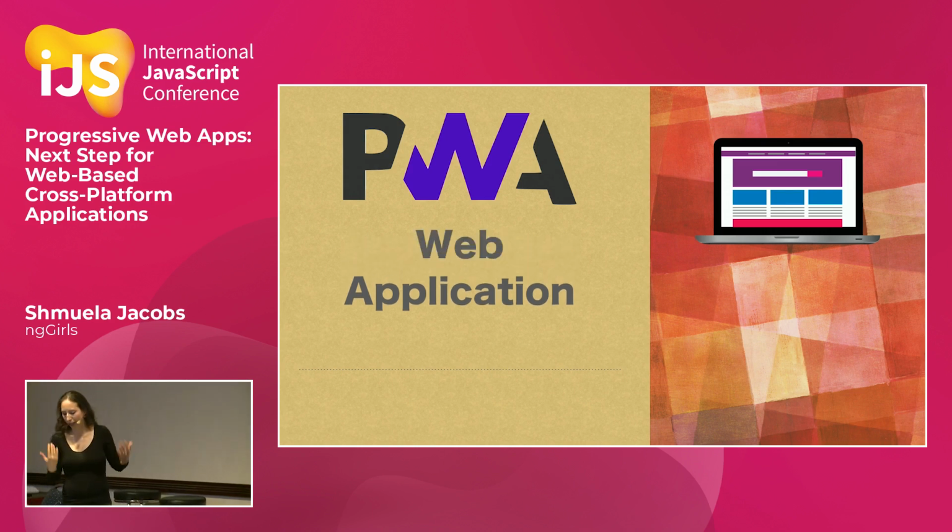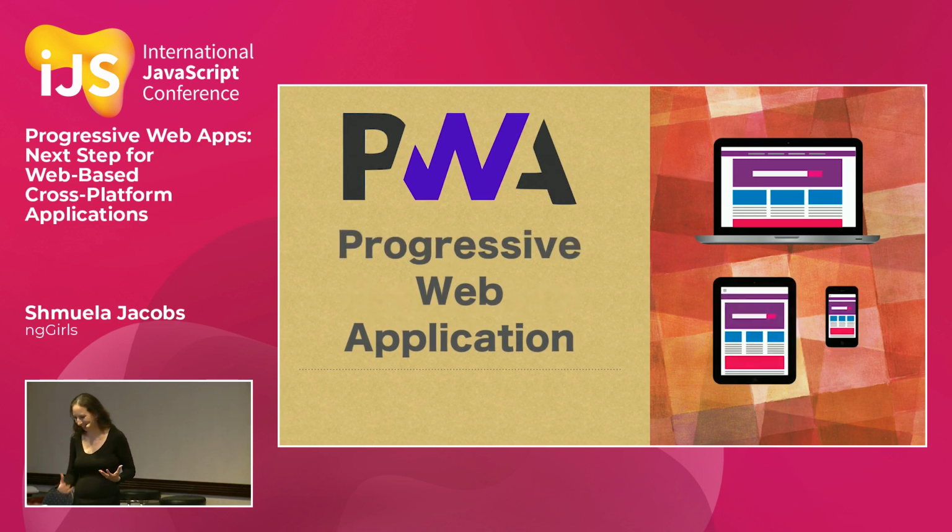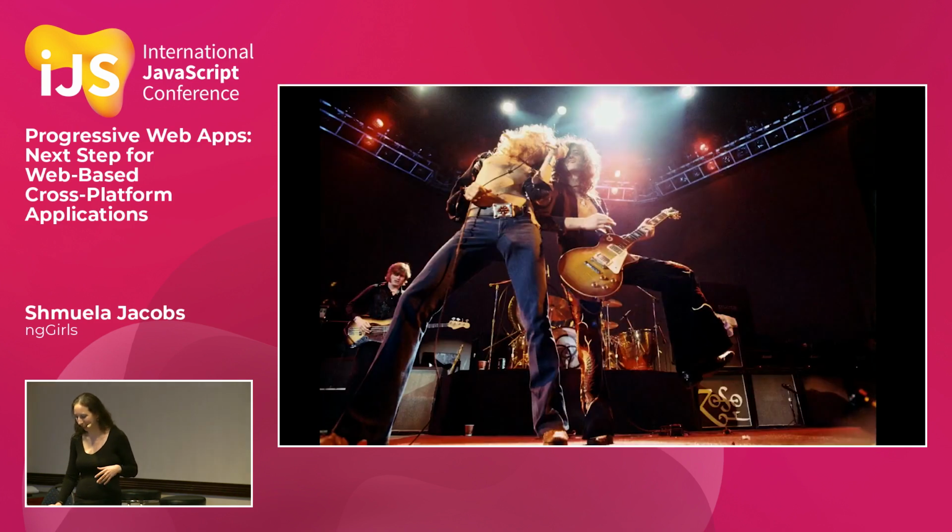And we said it's a web application, so it runs in the browser and it is connected to the web. So all the communication to the server is, of course, done through the web. And the most important thing here is that it's progressive. So what does it mean that it's progressive?